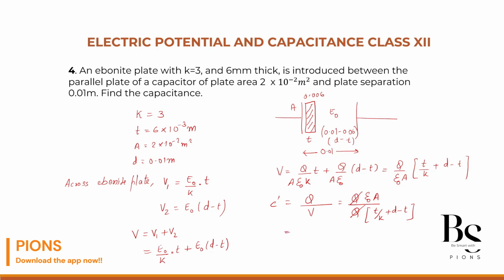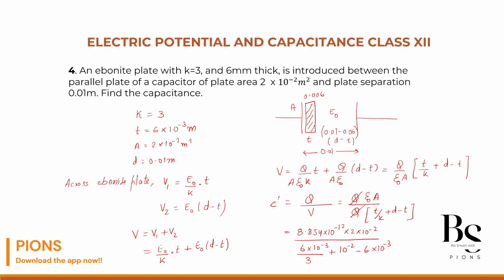So we are left with epsilon naught 8.854 into 10 to the power minus 12, area 2 into 10 to the power minus 2, whole divided by thickness. Thickness is 6 millimeter. K value is 3 plus D 0.01, 10 to the power minus 2, minus T, 6 into 10 to the power minus 3. Let's simplify it further.